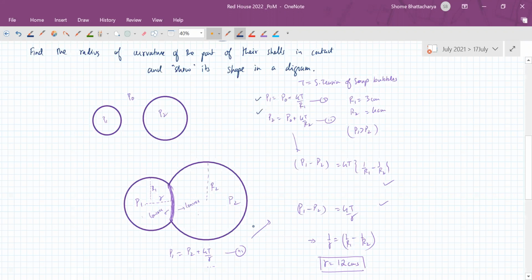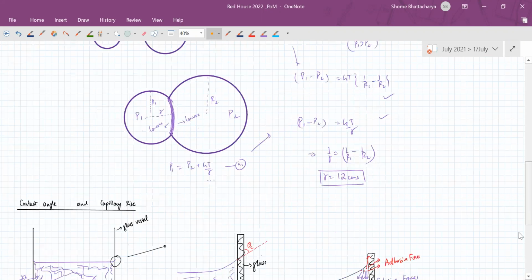So 1 by 3 minus 1 by 4 will finally give you 1 by 12. So that's how small r is coming out to be 12 centimeters. Hope this is clear. Yeah, Hitansh, you understood now. Very good.